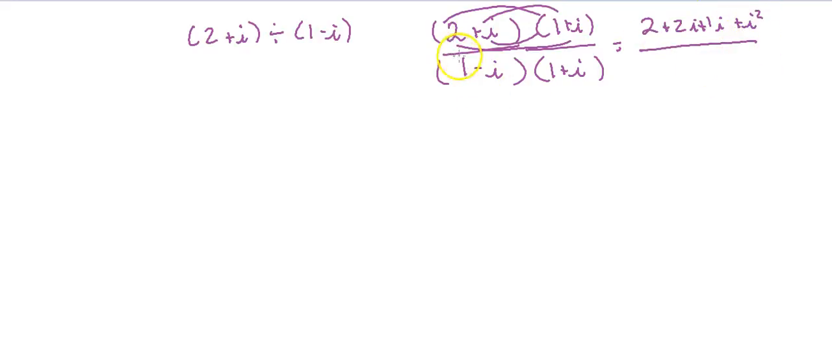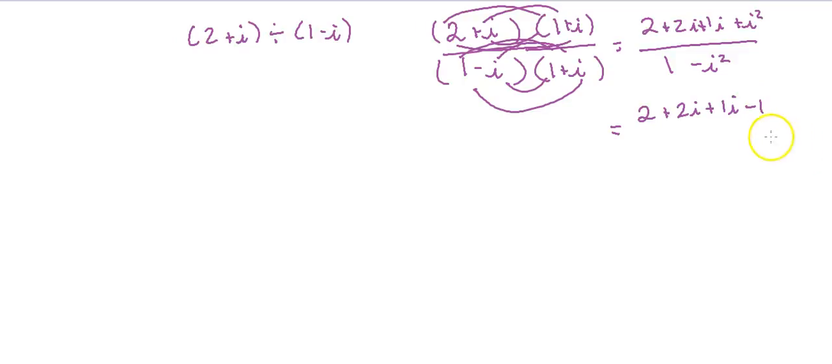Down here, firsts give me 1, outsides get me 1i, insides get me negative 1i, they cancel each other out, add up to be 0, lasts get me negative i squared. When I replace each i squared with negative 1, I have 2 plus 2i plus 1i minus 1, because i squared equals negative 1, and down here I have 1 minus negative 1 becomes 1 plus 1 or 2. So I add the 2 minus 1, that's 1. 2i plus i is 3i. Denominator is 2. And so there it is.